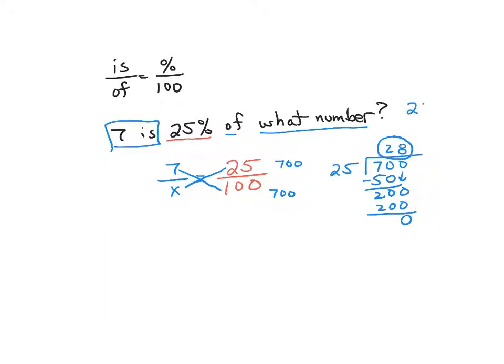7 is 25% of the number 28. And when you think about it, 25% is the same as 1/4. 7 is 1/4 of 28. And that's the answer to that problem.